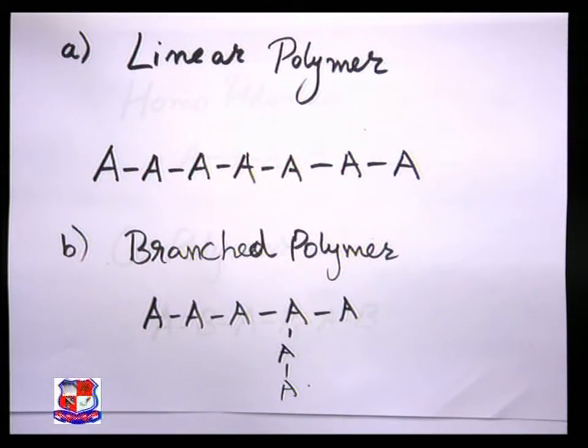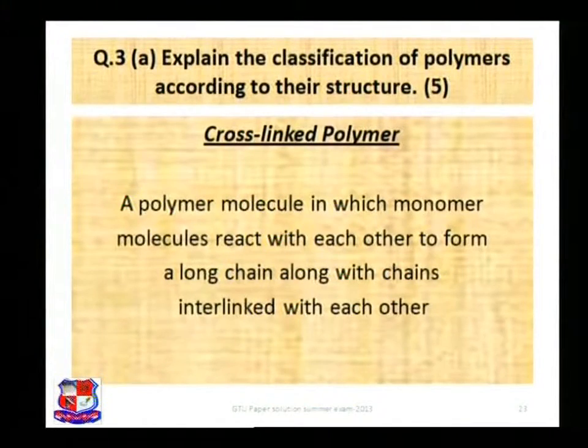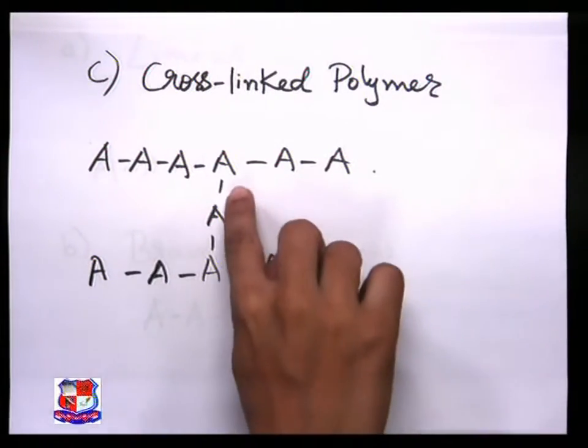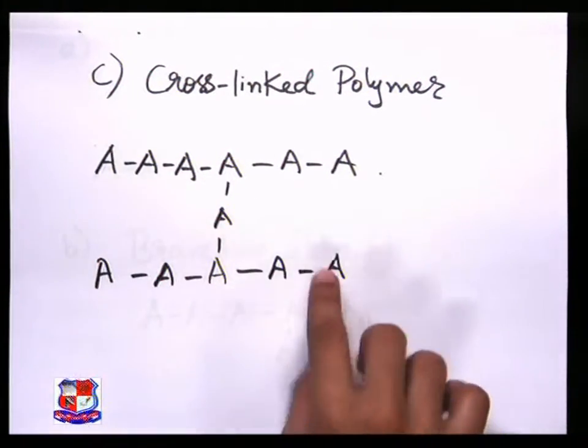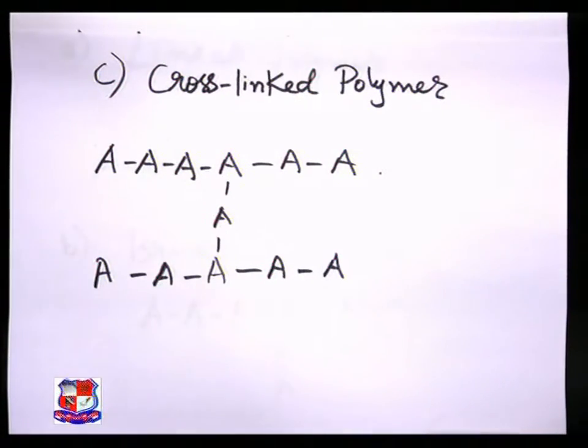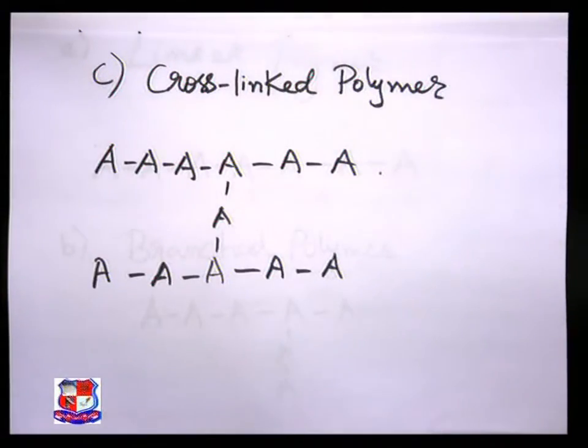Remember this thing. The third thing, that is cross-linked polymer. A polymer molecule in which monomer molecules react with each other to form continuous long chains interlinked with each other. What does that mean? You can see here in the diagram there are chains that are interlinking with each other. So these two chains are interlinked by this chain. Okay, so this is a cross-linked polymer that one has to remember just for the reference.